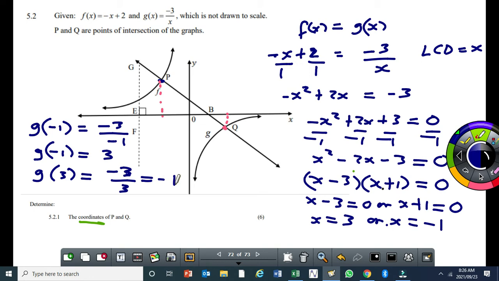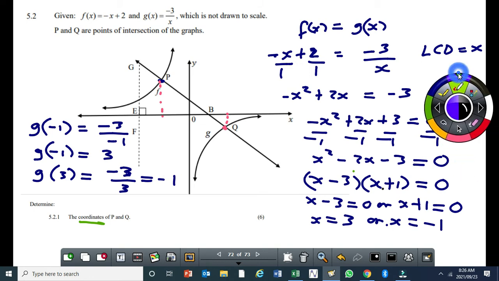Now, my final answer has to be in coordinate form. Then you say, therefore, the coordinates of P, please, you don't put an equal sign. The notation is extremely important. If you put an equal sign, you are saying P is now a variable. P is not a variable. P is a point.